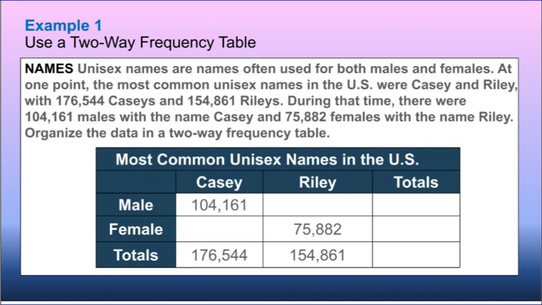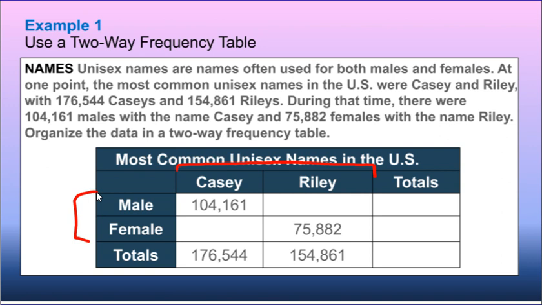So here we already have part of the table done for us. So we have male and female on the left-hand side, and then we have the two names, Casey and Riley, on top. So now all we need to do is fill in the missing boxes. And we can do that as long as we have two out of the three numbers, we can find the third number. So for Caseys, there are 176,544.